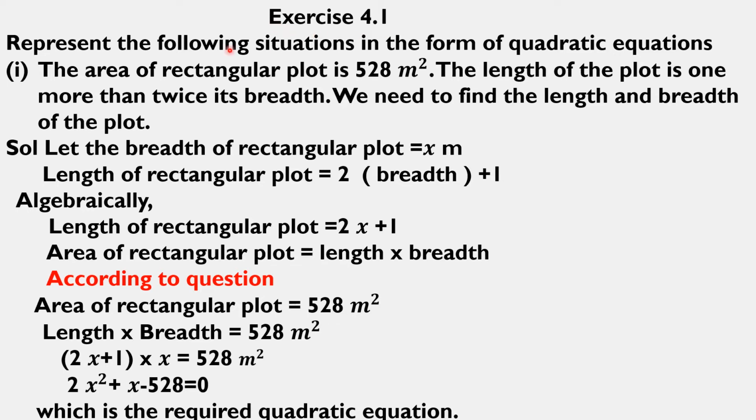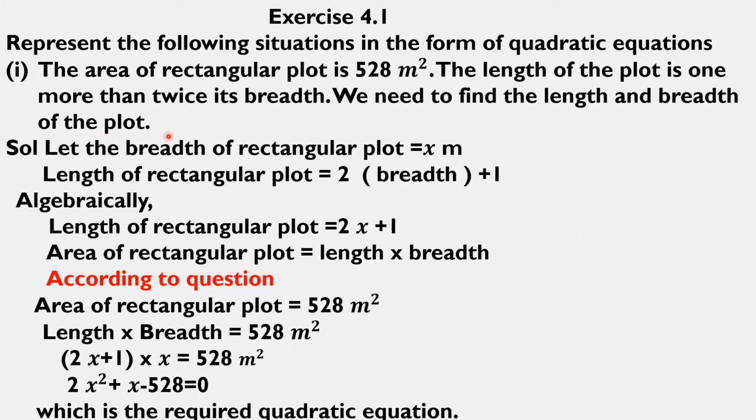Exercise 4.1. Represent the following situations in the form of quadratic equations. Here in this question we have to convert the given situations in the form of quadratic equations. So first part, the area of a rectangular plot is 528 meters square. The length of the plot is one more than twice its breadth. We need to find the length and breadth of the plot.